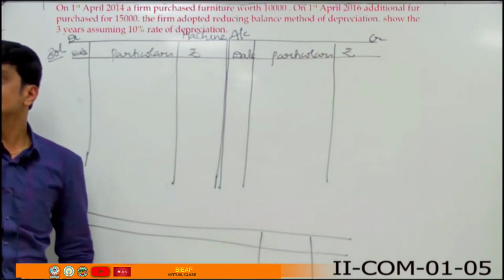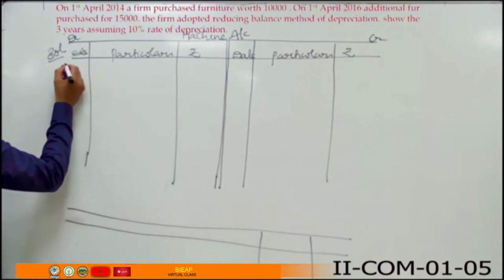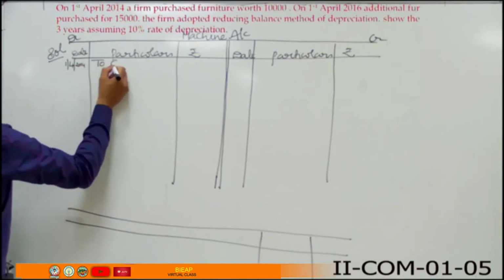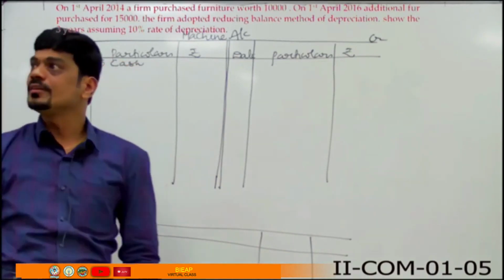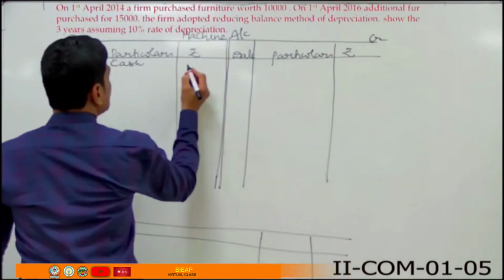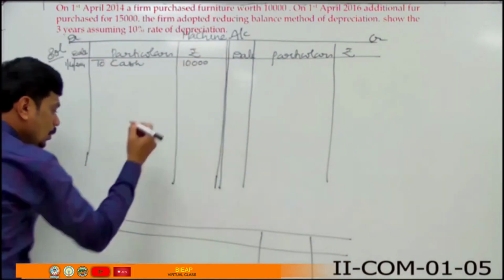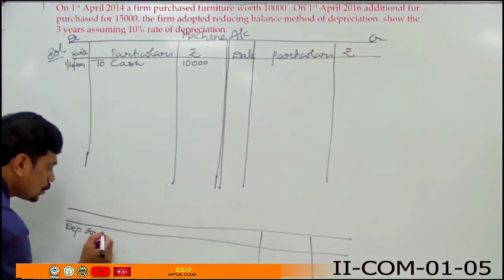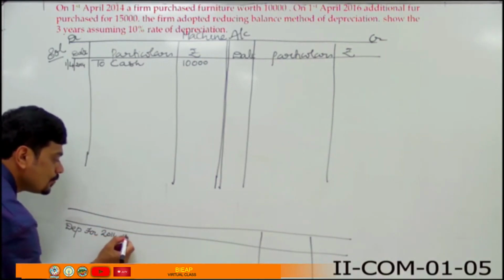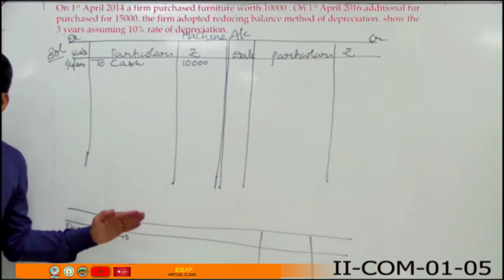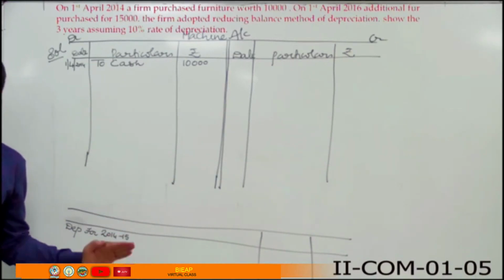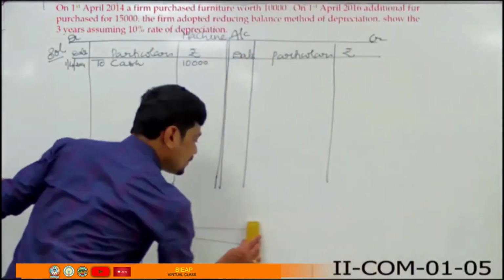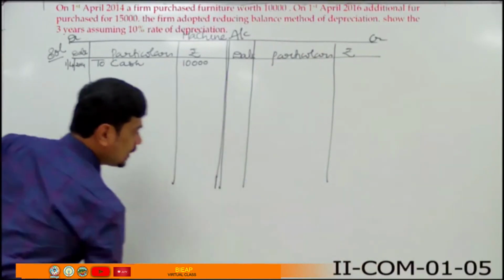When did we purchase the asset? We purchased on 1st April. So posting the asset account: debit, to cash or bank, whatever, worth rupees 10,000. I'll come to working notes and write here depreciation for 2014 to 15. Why? Because here the amount of depreciation will change every year. So we are going to write the depreciation separately for each year.